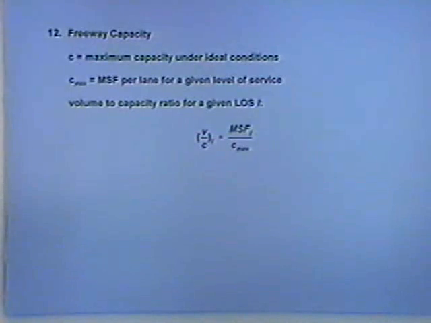The C sub max is the maximum service flow rate per lane for a given level of service, and these are the volume to capacity ratios for a given level of service. Let me define a couple of terms there. Volume to capacity ratio is simply a ratio of the demand, or the number of vehicles on the facility, divided by the capacity of that particular roadway.